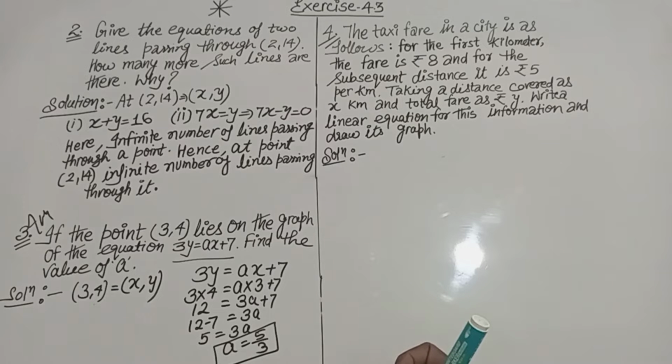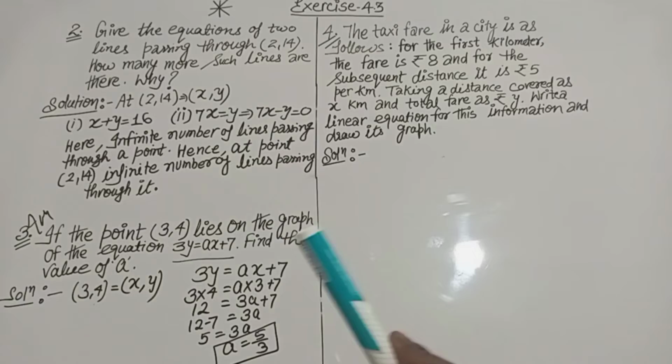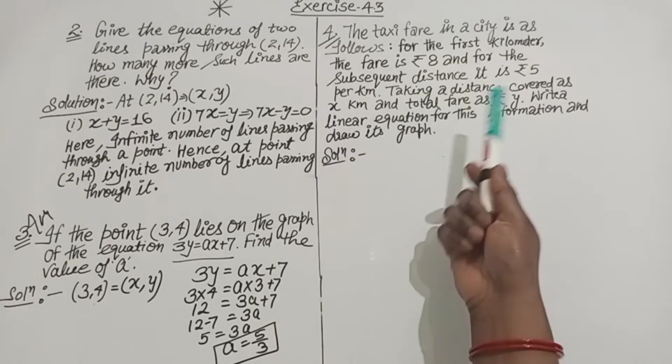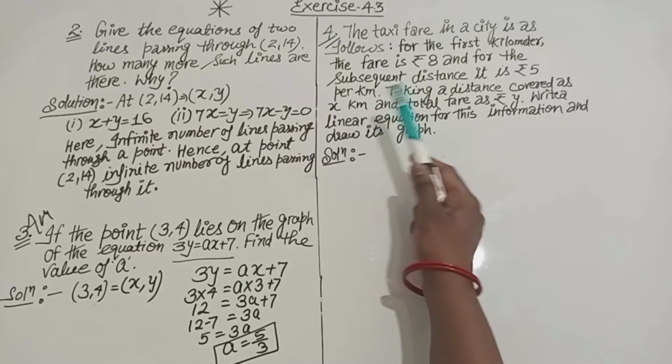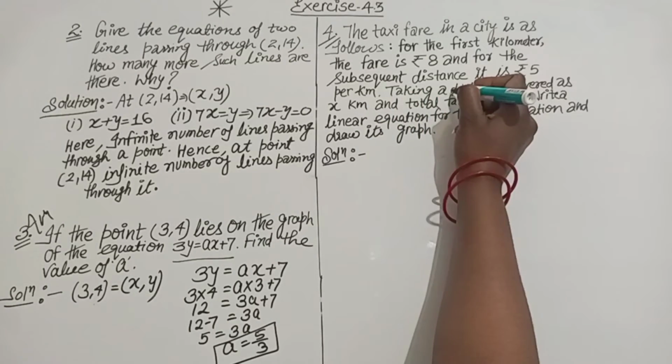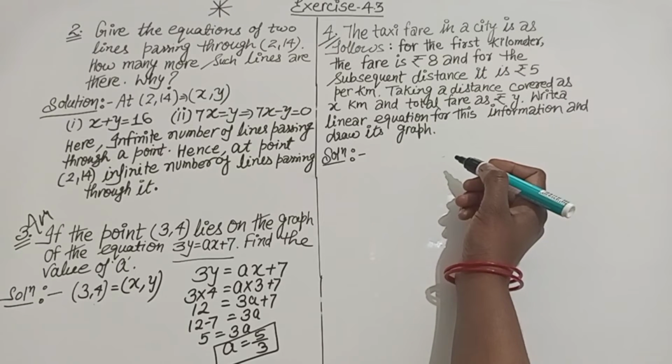Now let us do question number 4, the last of this video. Question number 4 is: the taxi fare in a city is as follows. For the first kilometer, the fare is 8, and for the subsequent distance, it is 5 per kilometer. Taking the distance covered as x kilometers, taking the total distance.